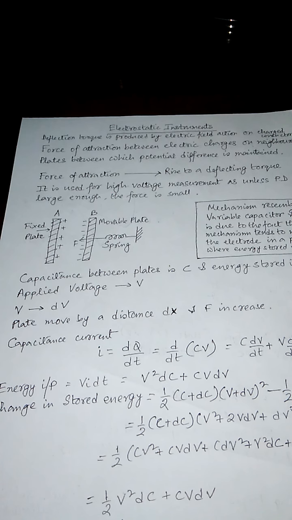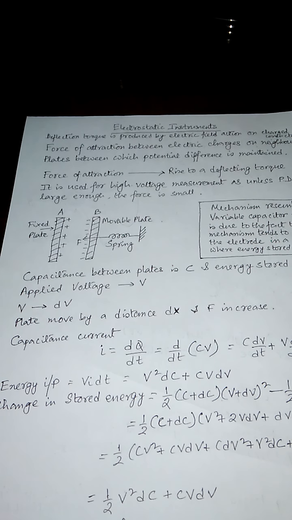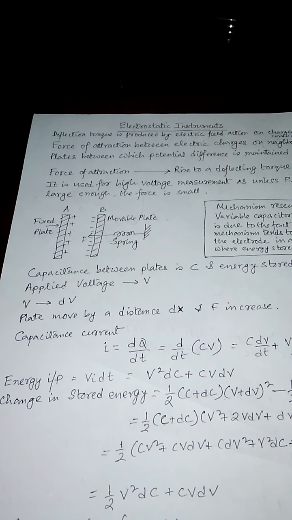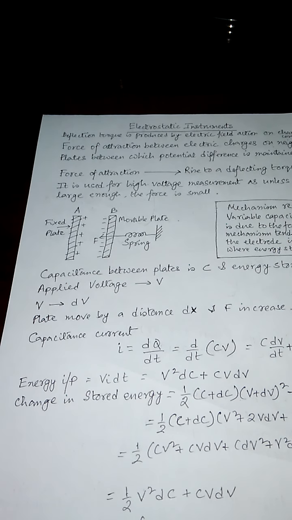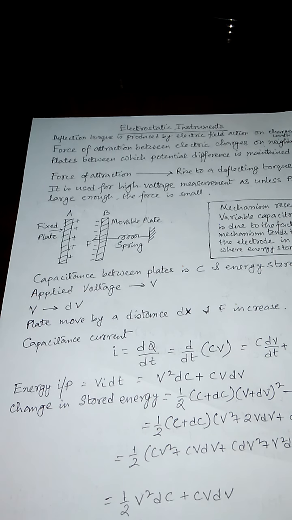Our topic is electrostatic instruments. Already in the analog meters part, we have covered the different types of meters like PMMC, moving iron, electrodynamometer type instruments, rectifier type instruments, thermal instruments, etc. And today we conclude the analog meters part of the syllabus by discussing the electrostatic instruments.